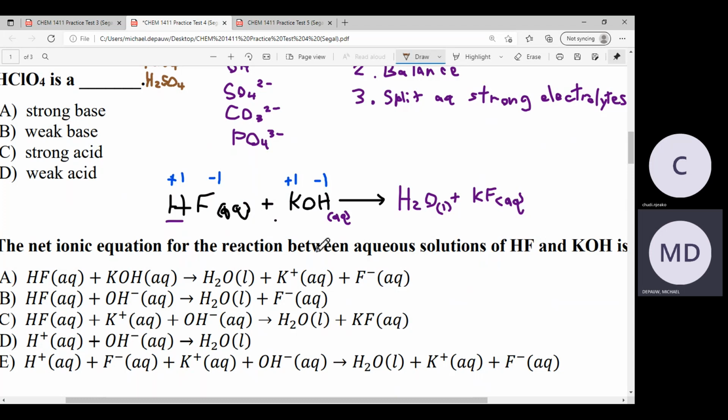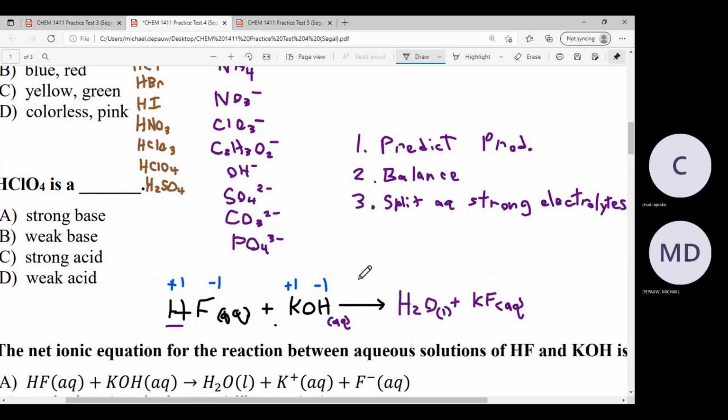Okay, so what about water? Am I going to split that up? Water. Am I going to split water up? Remember, we only split up aqueous strong electrolytes, right? You're shaking your head. You're saying, no, that's right. And we're not going to split up water because it's not a strong electrolyte. It's not an aqueous strong electrolyte. So then what about KF? Is that going to be an aqueous strong electrolyte? Well, I split that up. Why do you say no?